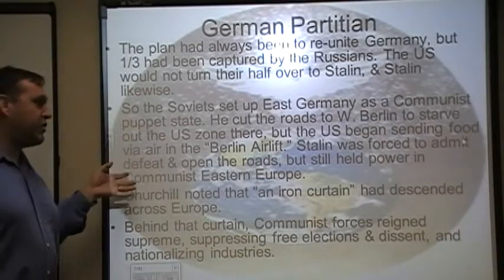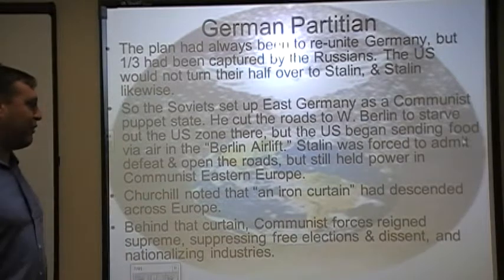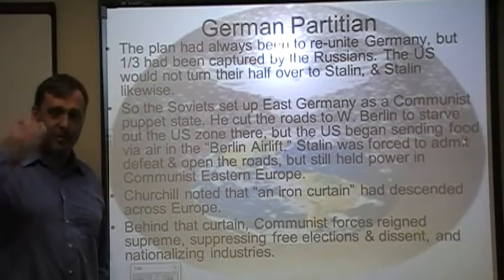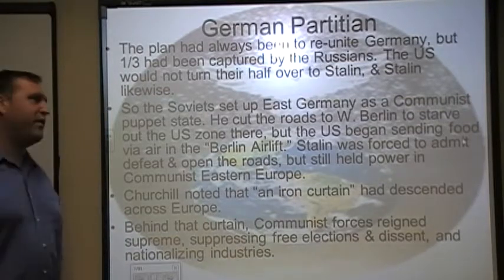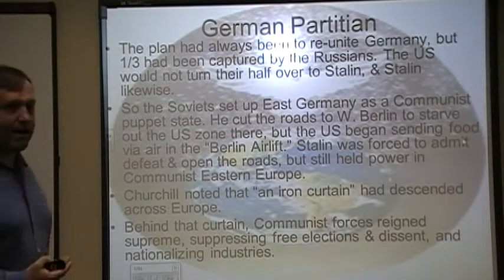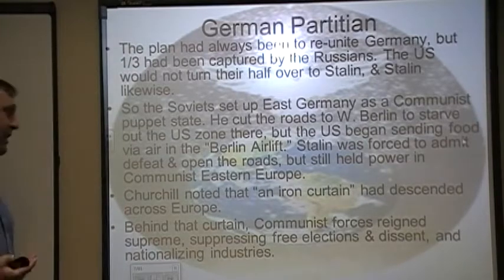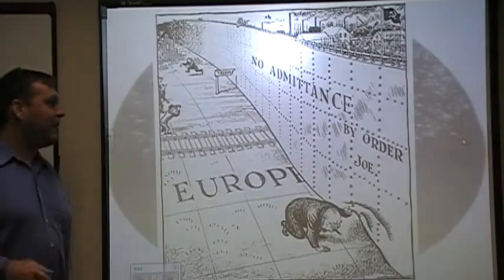At this point, though, Winston Churchill, despite the fact that he's not in political power, is still an important political figure, and he notes in a speech here in the United States that an iron curtain had descended across Europe, keeping out all the light. Journalists couldn't go into this area and report on what they saw and then bring this back. It was a restriction of freedom, okay? And so behind that curtain, the communists could do whatever they wanted. They could suppress free elections, they could suppress free speech, they could nationalize industries, they could take control of whatever they wanted to, and so that's what you'll see here.